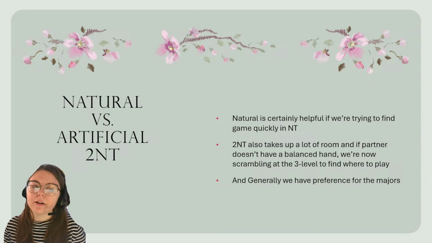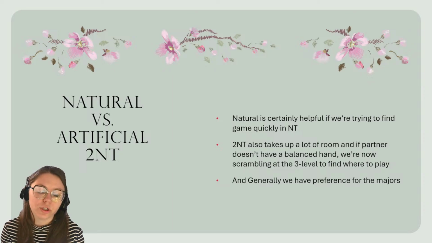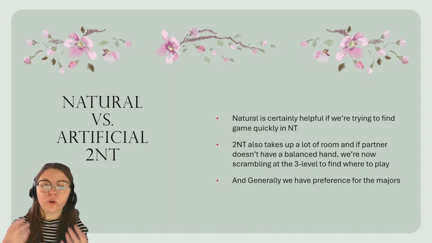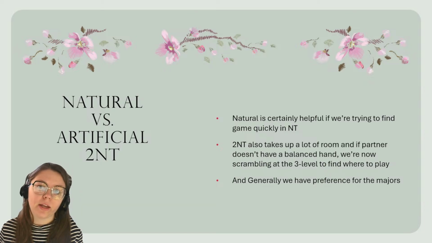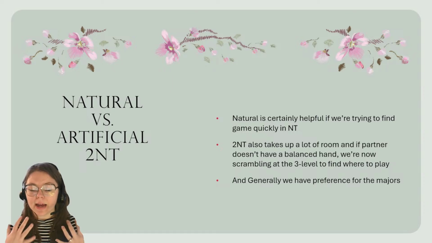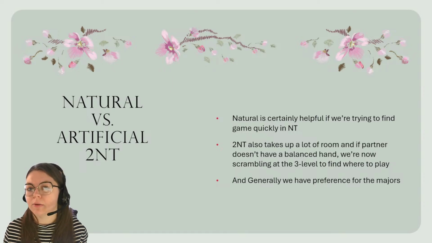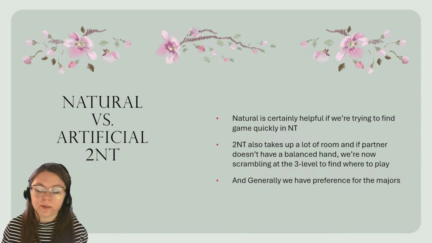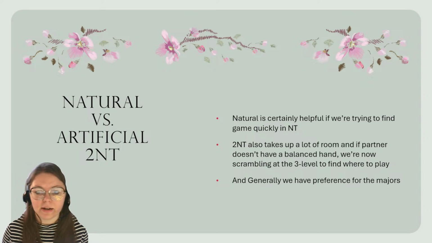Now let's talk about natural versus artificial 2 no trump. So if we are trying to quickly find game in no trump, if partner opens a major and we respond a natural 2 no trump, they can decide really easily whether we want to play in 3 no trump or pass and play in 2 no trump.